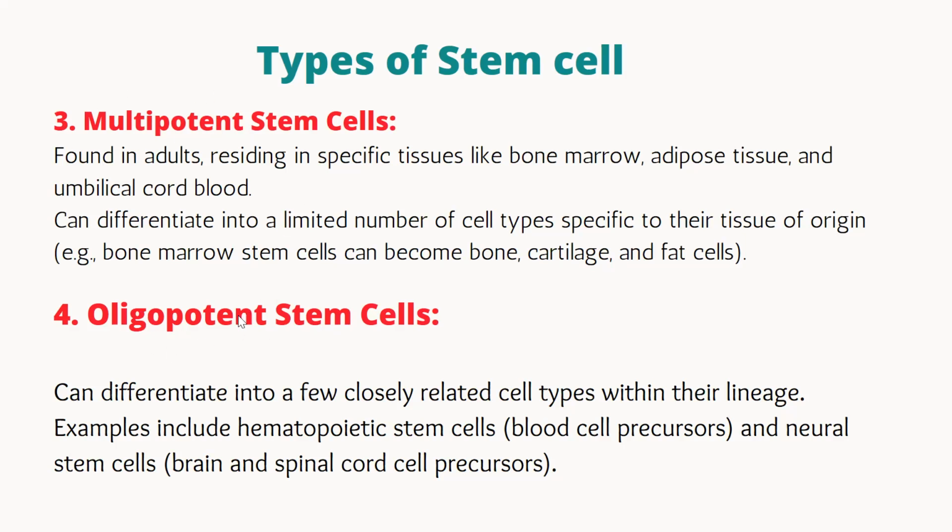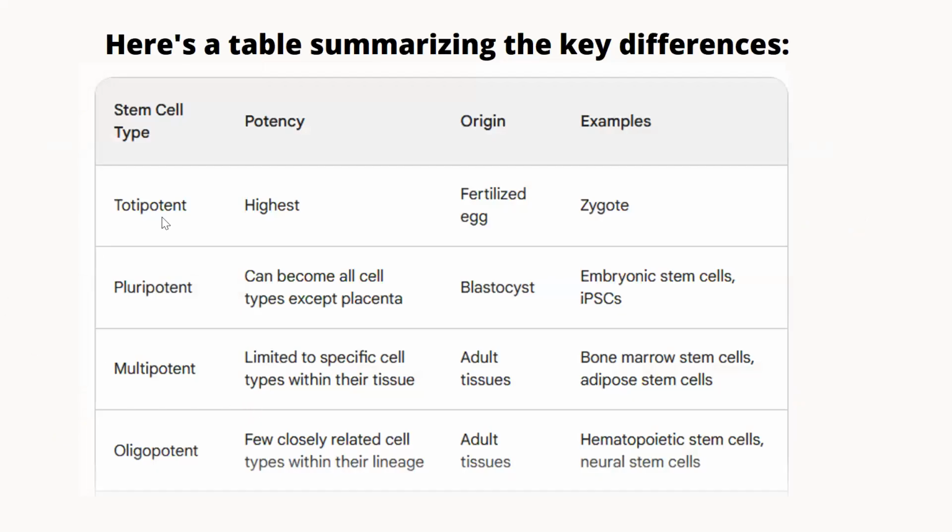The fourth kind of stem cell, oligopotent stem cells, can differentiate into a few closely related cell types within their lineage. Examples are blood cells and different kinds of blood and brain cells. In this table, we make a summary of the different kinds of cells: totipotent, pluripotent, multipotent, and the last one, oligopotent, with the potency, the origin, and the example of each one.